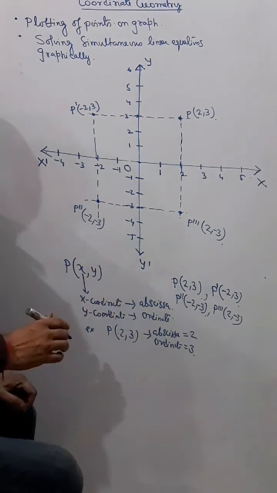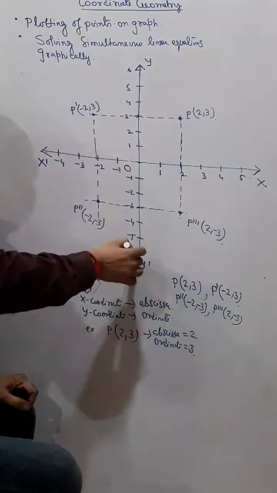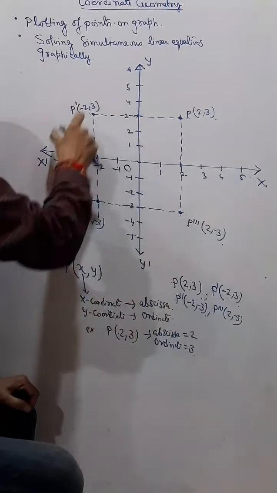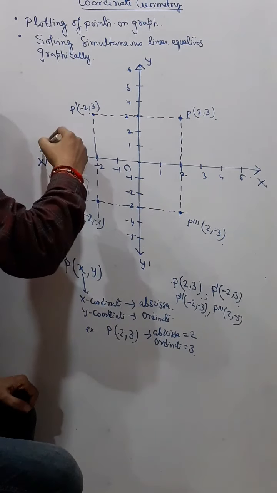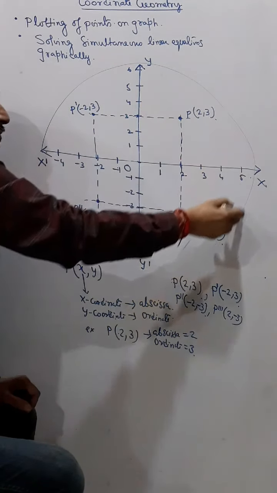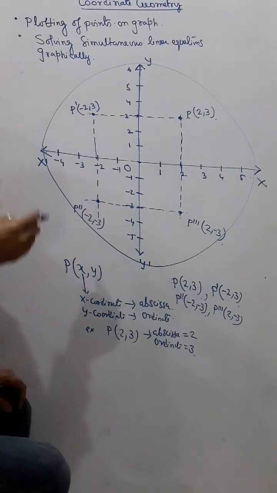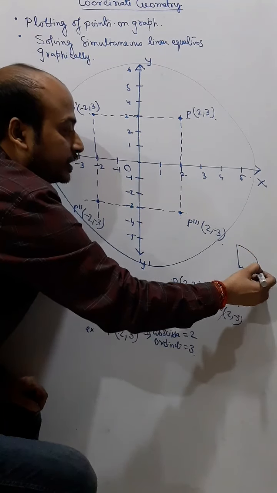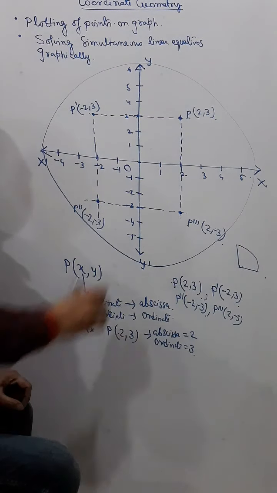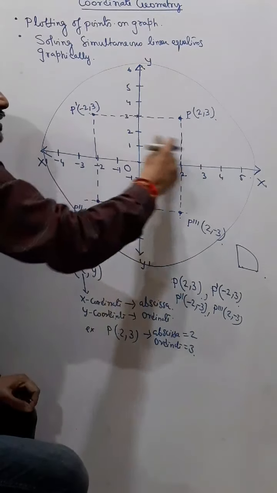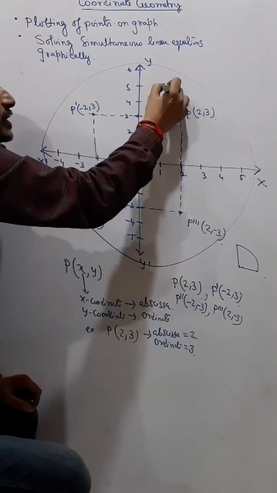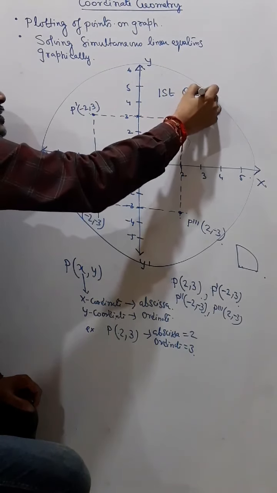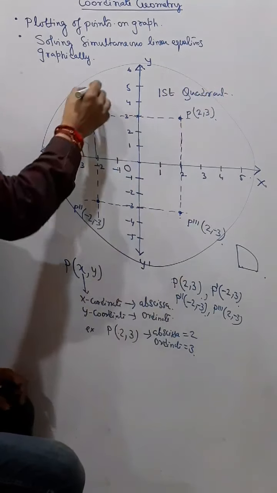Now if you see, in fact this coordinate axis we can divide into 4 quadrants. Quadrant means it's a quarter of a circle. So if you imagine this is a circle, then a quarter circle is known as a quadrant. Therefore we see this part as the first quadrant. This is the first quadrant. This is the second quadrant.